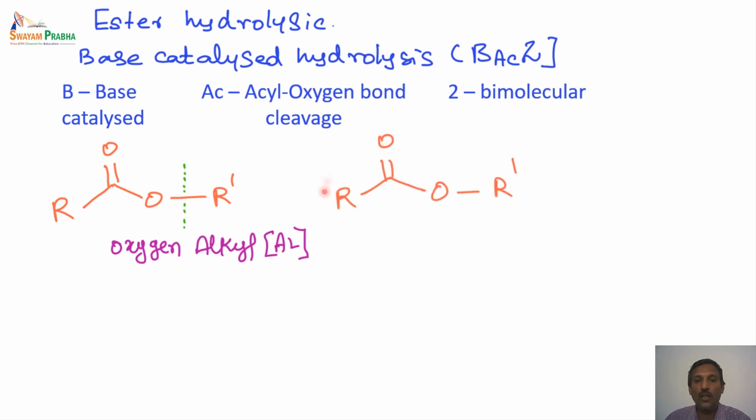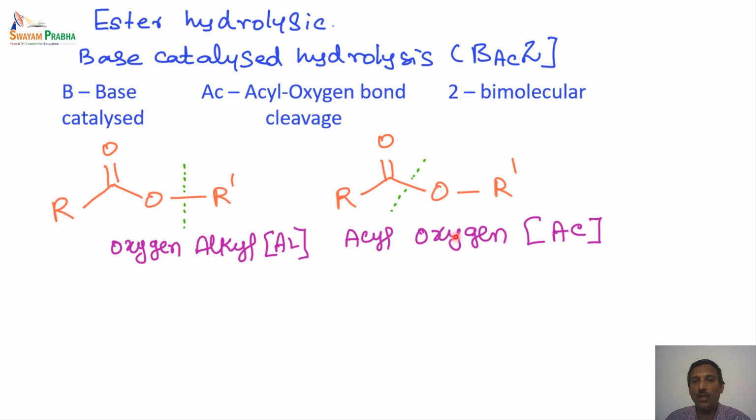And there is also another way by which the ester can be hydrolyzed. Here there is an acyl unit, there is an oxygen here. So the bond between this particular carbon and the oxygen can also be cleaved. So this is what is called acyl group and oxygen cleavage. In other words, it is AC. So we are going to study about this particular AC one.